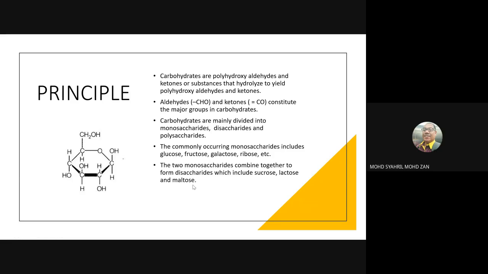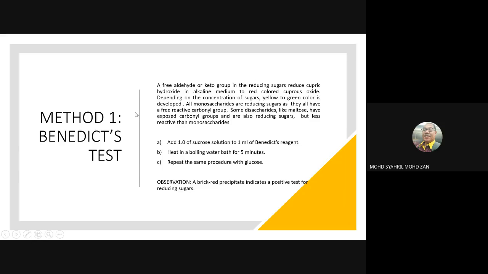Right? So this is an example structure of monosaccharides. For example, this one is a glucose. All right, the first method is the Benedict test.